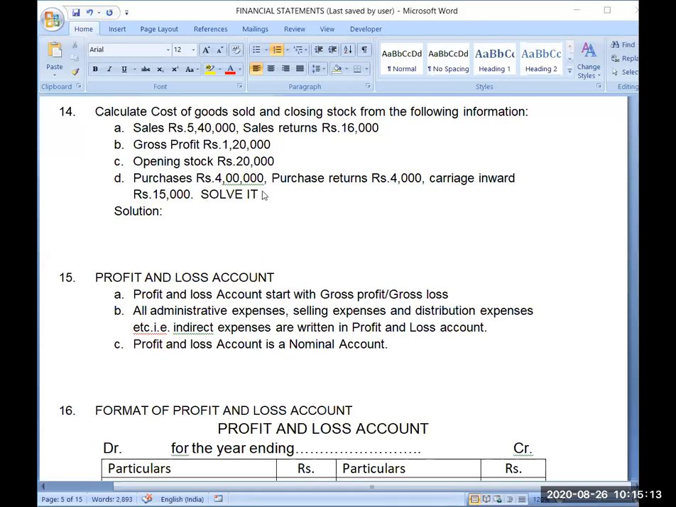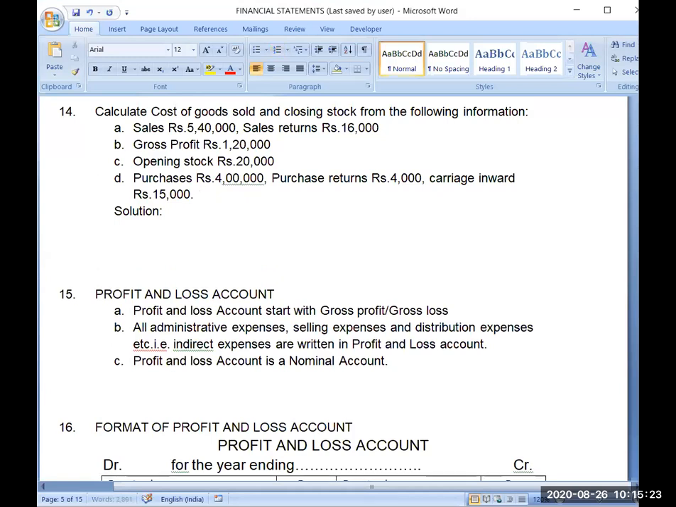Okay, now see this question. So let's see. It is saying calculate cost of goods sold and closing stock from the following information.